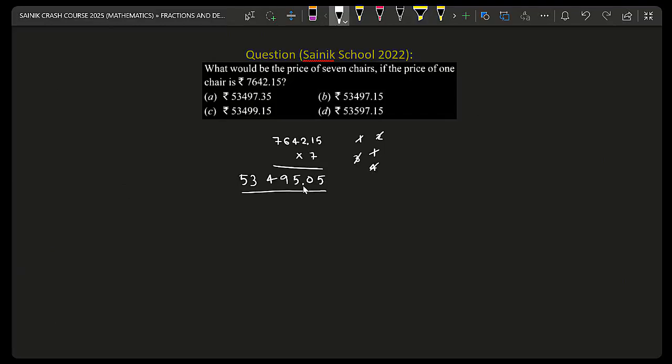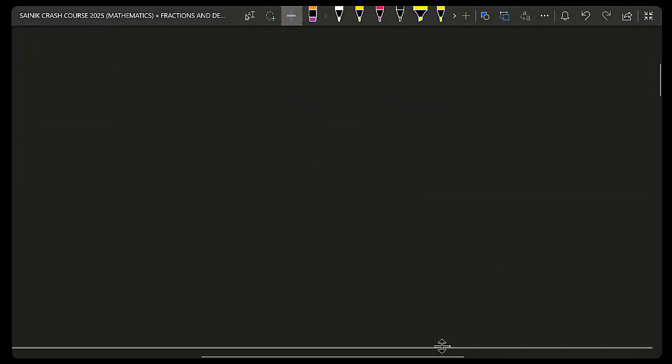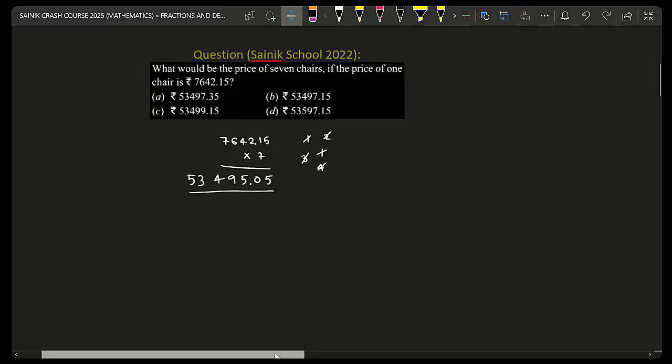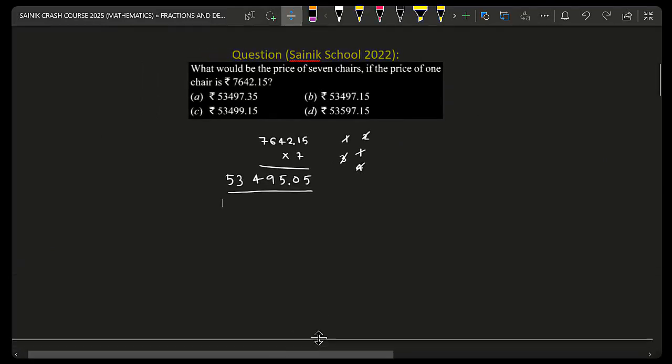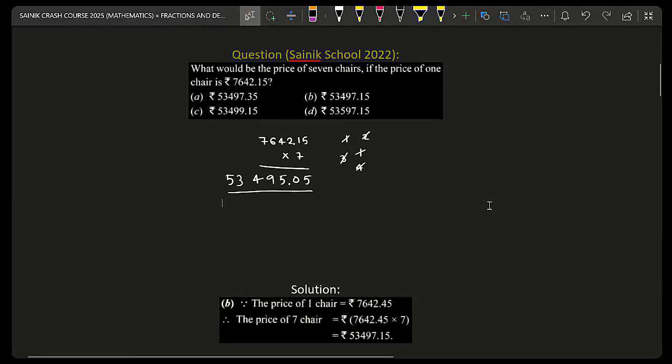Sir, there is no option. I think there is a typing error. So 5 sevens are 35, 5, 3 carry. So let me see the correct answer. Maybe the answer is not there in this. They got option B, sir, because they are using that.